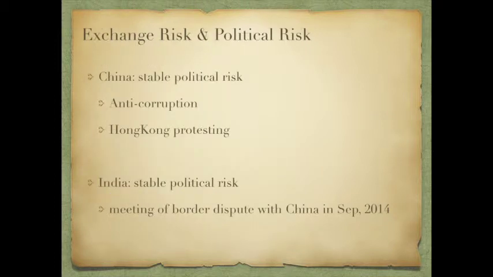Also, on account of the Chinese government's anti-corruption action in the last 2 years, China should have a relatively lower political risk in future. Even though the Hong Kong protests caused some loss in the last month, it should not be a problem in the long run. And India had a meeting with the Chinese government in September 2014 about the border dispute, and this is a good signal for low political risk in China and in India and also in South Asia.